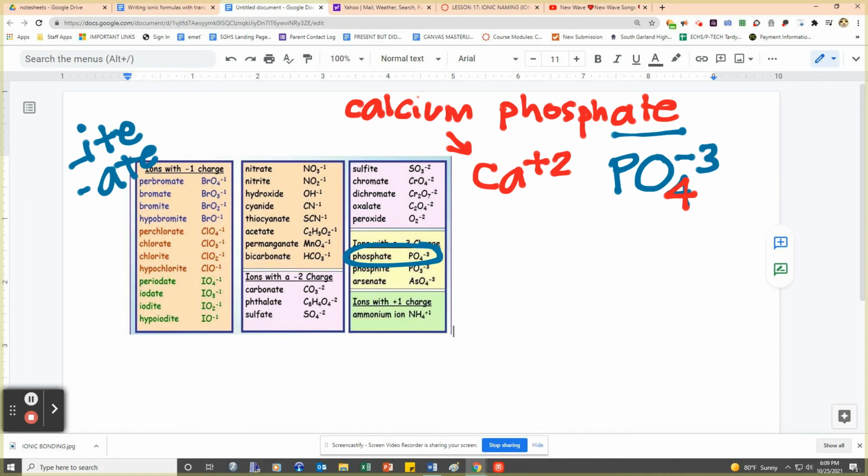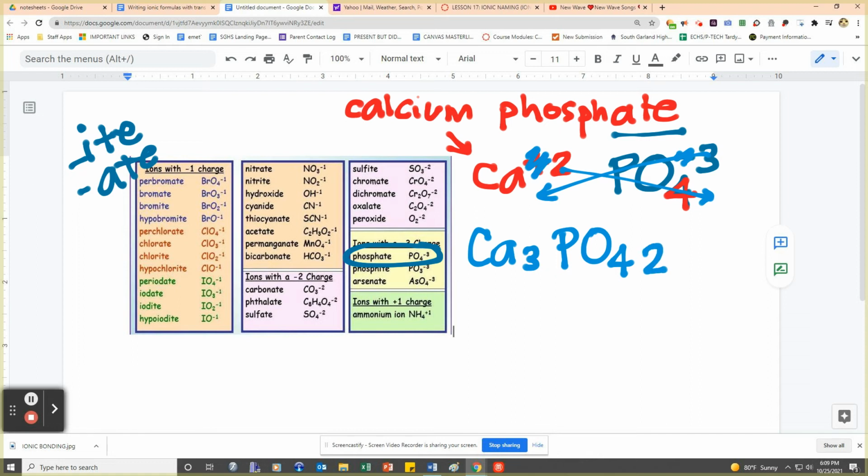So we're following the steps again. We wrote down the symbols with the charge. Now we want to erase the positive, erase the negative, and switch the numbers. So we get Ca3, then P, O, 4, followed by a 2. Sorry, 2.